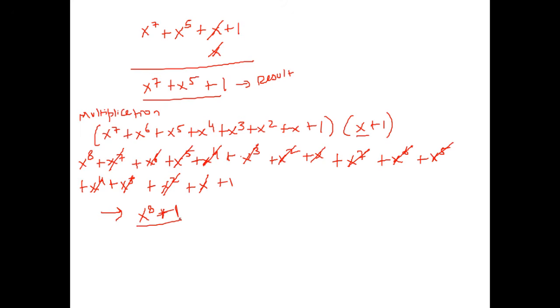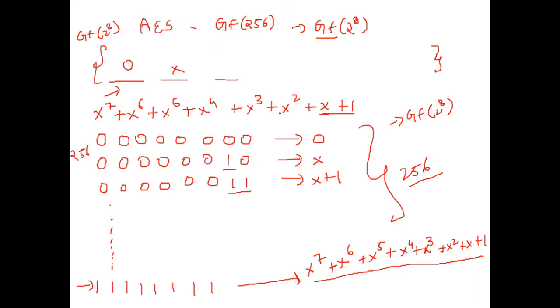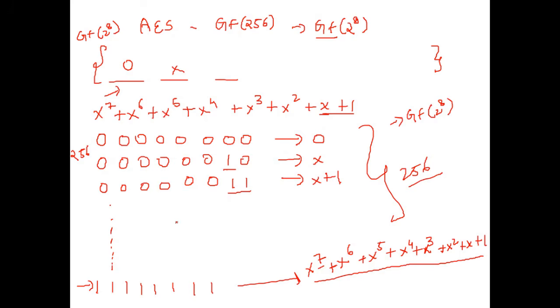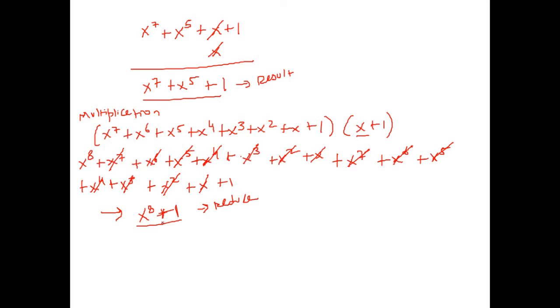But is this present in GF2 power 8? So when you take a look at this set, in GF2 power 8 the maximum degree we have is x power 7, whereas what we have attained here is x power 8. So we have to reduce this. X power 8 plus 1 is not in GF2 power 8, so we have to reduce this. How will we reduce this? We'll use this irreducible polynomial.